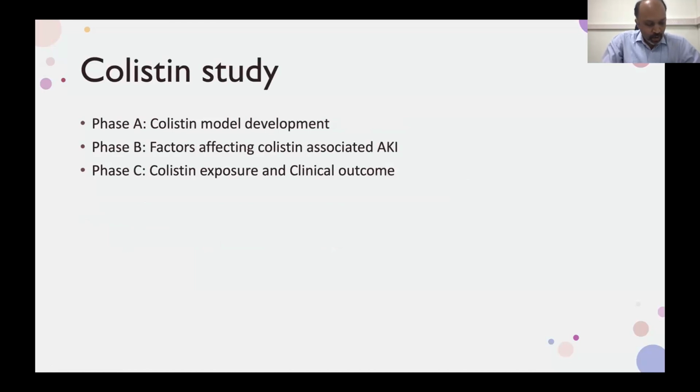We have performed a study on colistin pharmacokinetics and its influence on clinical outcome with financial support from the Indian Council of Medical Research. And this was a prospective observational study. And the study was conducted in multiple phases. In phase A, a simplified colistin model for routine clinical use was developed. In phase B, factors associated with colistin-induced AKI, acute kidney injury, were explored. And in phase C, the relationship between colistin exposure and clinical outcome was assessed.